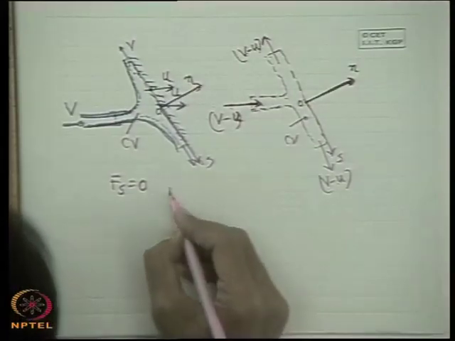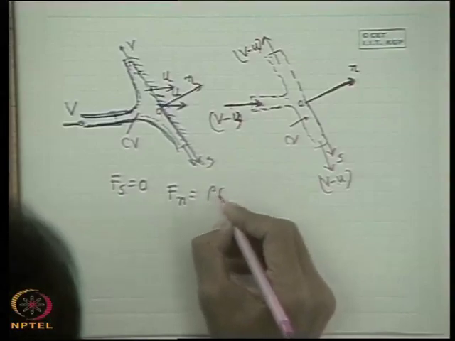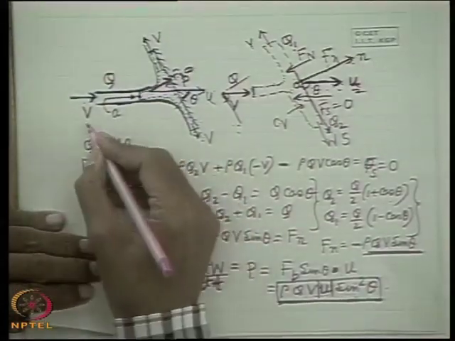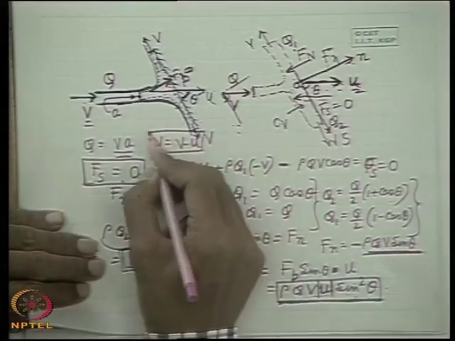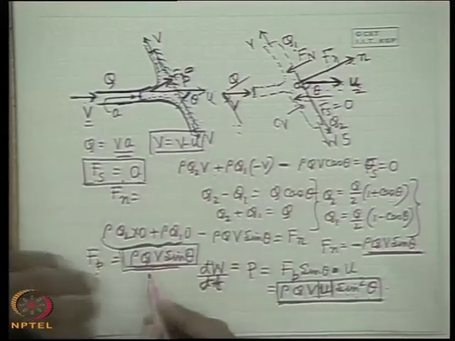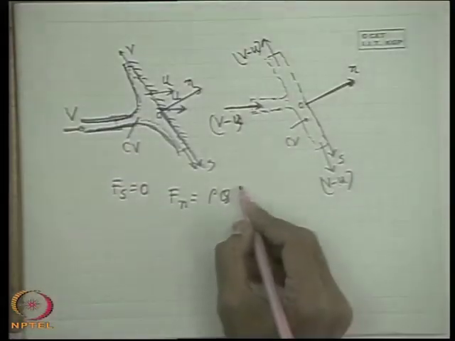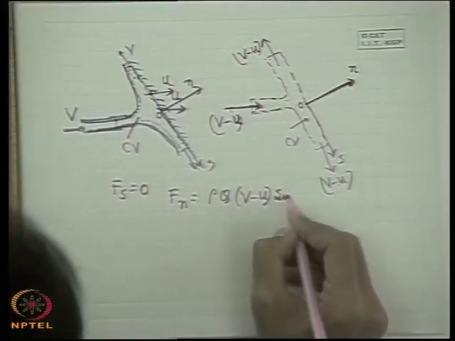So, now Fn is equal to, from a similar analysis, rho q V sin theta, if you see the earlier one. The only thing is that instead of V I declare V to be V minus u. It is just a simple statement that I declare the variable V as V minus u. So, therefore, it will be rho q (V minus u) sin theta.